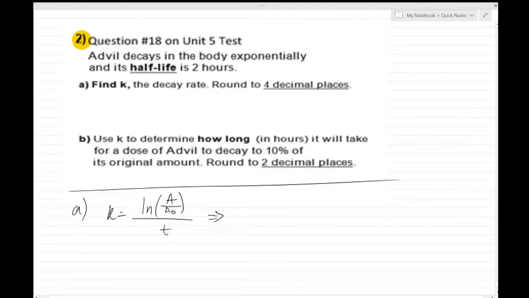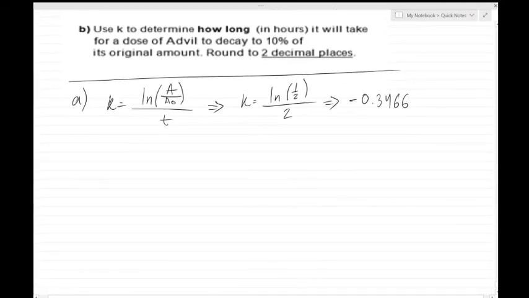Well, if we're explicitly talking about the half-life, K is equal to ln of 1 half over whatever the half-life is. In this case, it's 2 hours. So, plug that into the calculator, and we get something like negative 0.34, and then we have to round to 4 decimal places, so negative 0.3466.